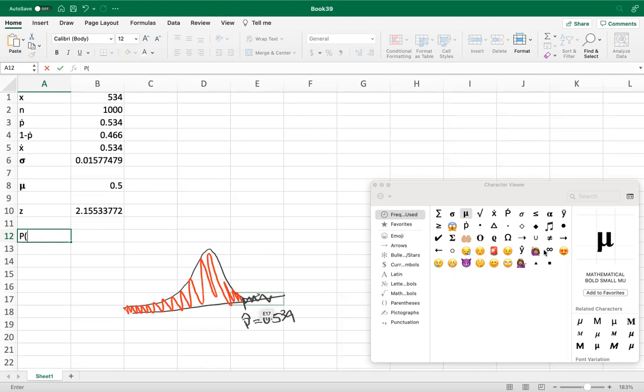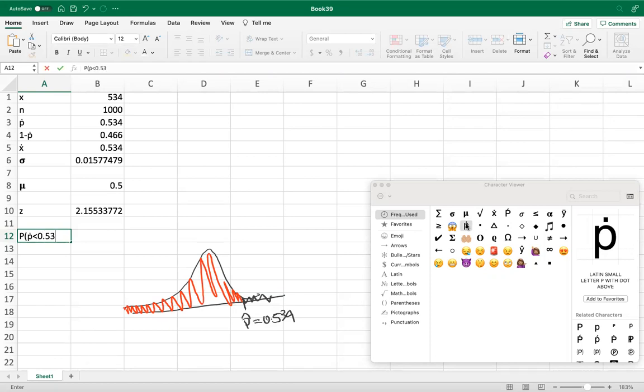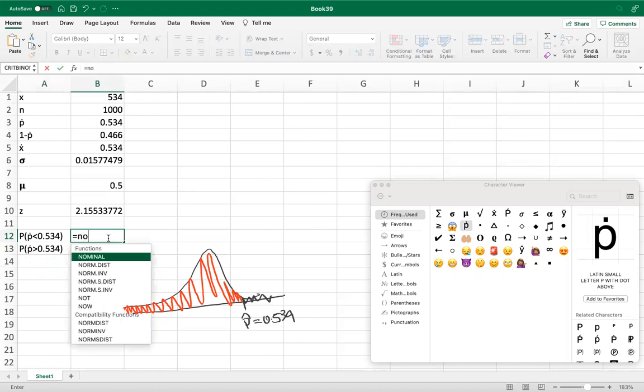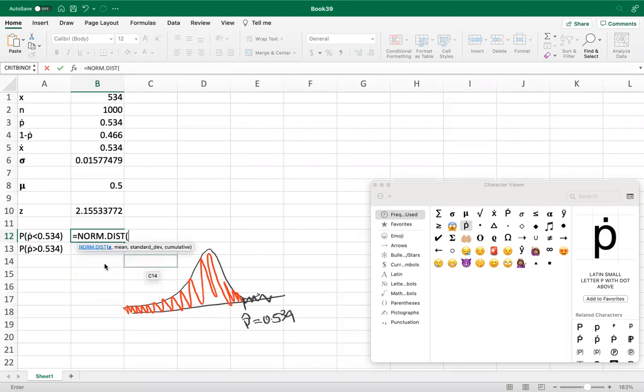So first we're looking at the probability of p hat being less than 0.534, and to find the probability of p hat being greater than 0.534, it's just going to be the complement. So here, equal to the normal distribution. So normal distribution or normal inverse. Do we need an area or do we have an area? This time, even though it looks like we have an area, we don't have any number here that we could use. So we're going to look for that area.